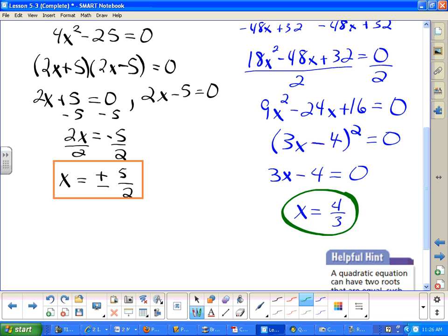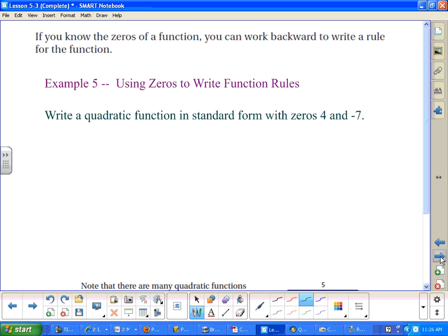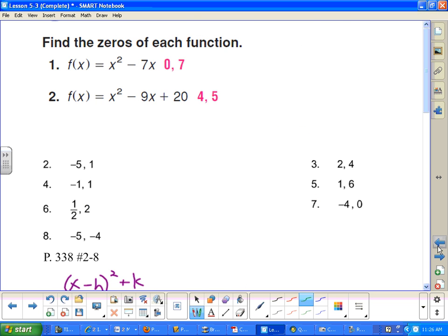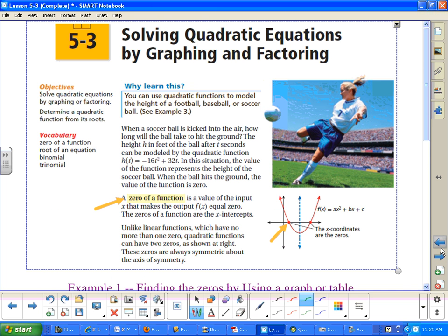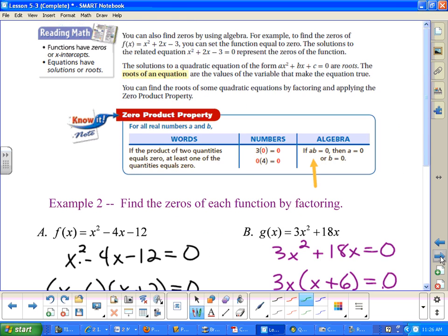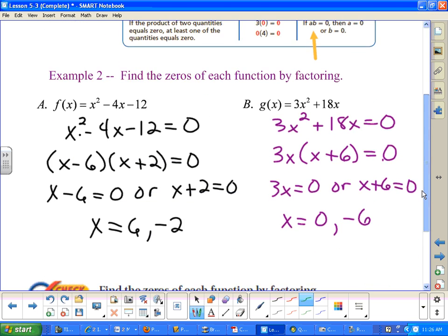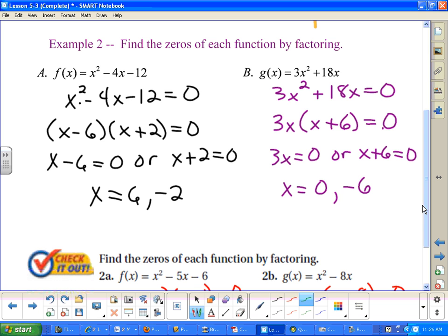So the last thing that we're going to look at then is using the zeros to find a quadratic function. So if they give us the zeros, we can find the quadratic function. So let's go back here for just a second and look at some things that we found out. So if I factored to linear factors, notice here I had x minus 6 and x plus 2. My zeros were 6 and negative 2.